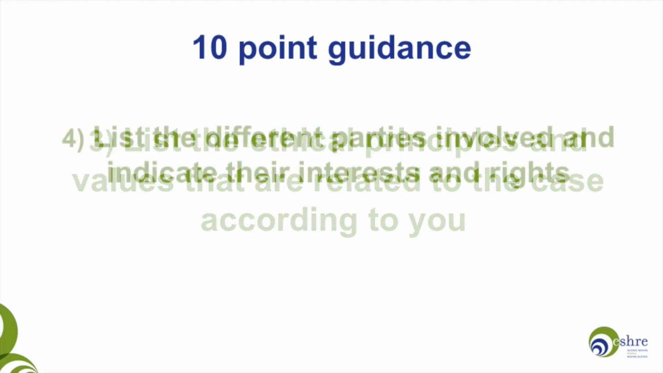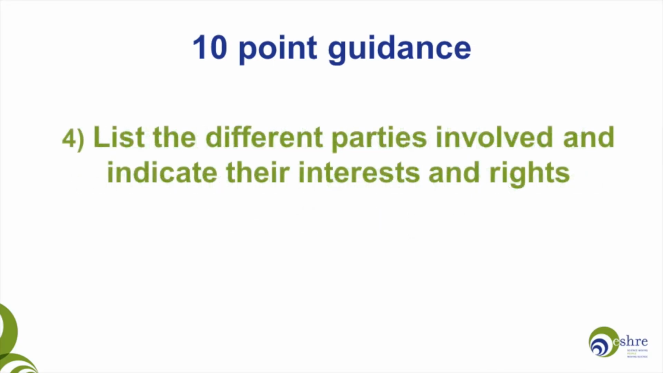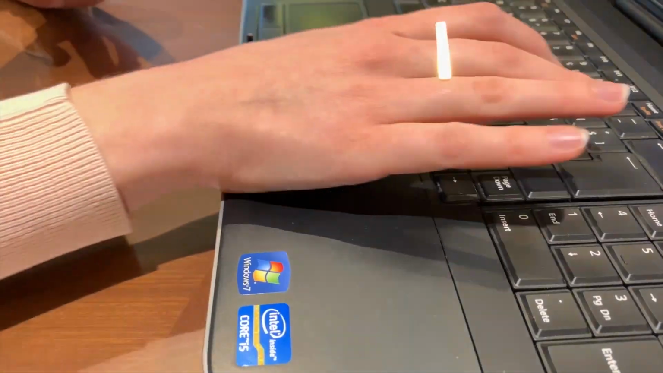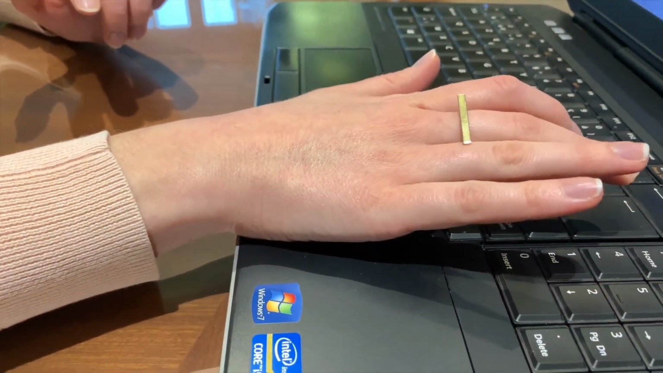The next step, step 4, is that you make a list of the different parties involved and that you indicate their interests and rights. So the first party are the intended parents, so they have an interest in fulfilling their wish for a child and reproductive autonomy. The oocyte donor and her partner have an altruistic interest. They want to help this couple.